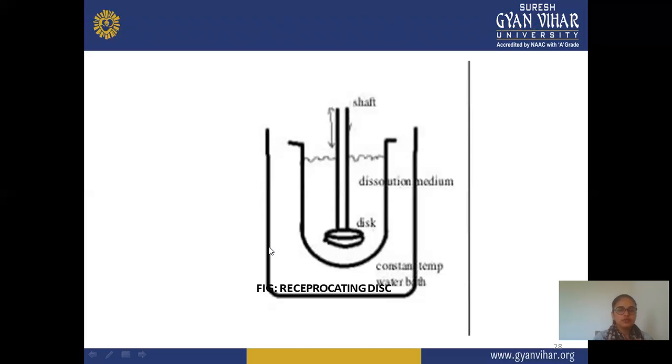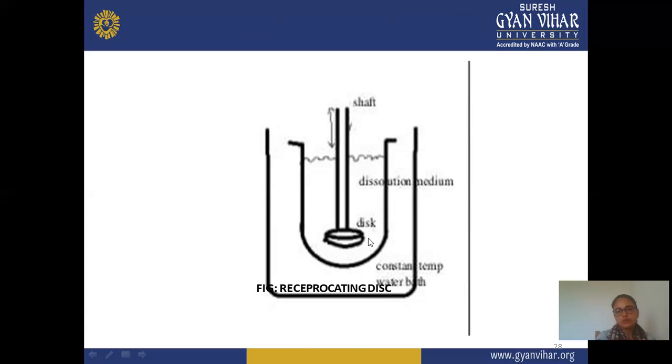It's a diagram of this reciprocating disc. It's like a beaker, cylindrical in shape, and there's a flat bottom with spherical corners, and in this one is a disc where you put your sample or your patch, onto this disc, and this is the vessel containing the dissolution media or buffer solution.